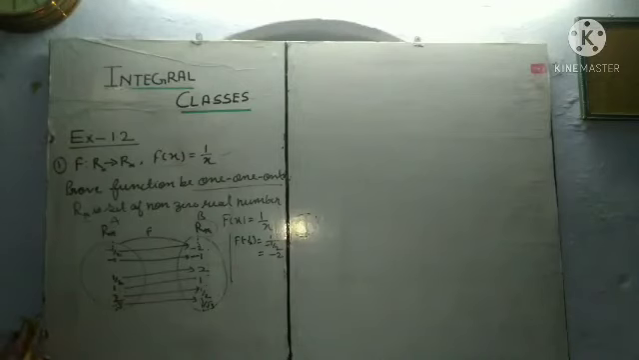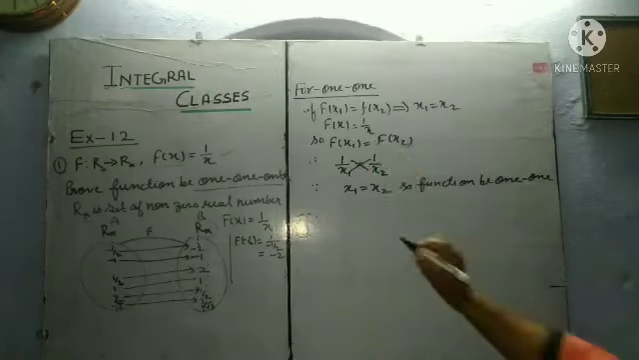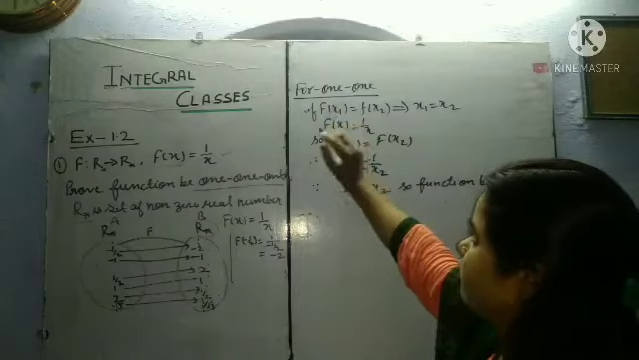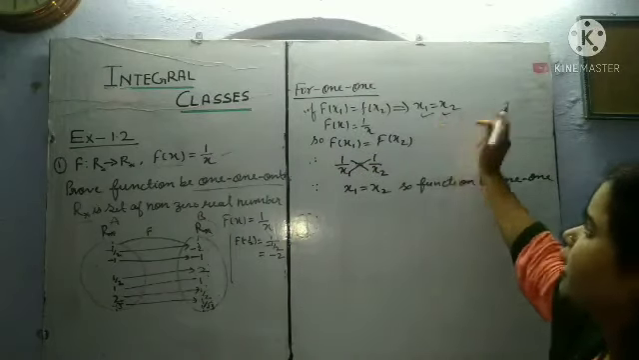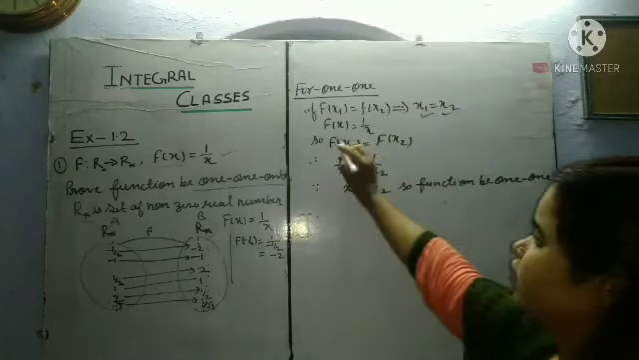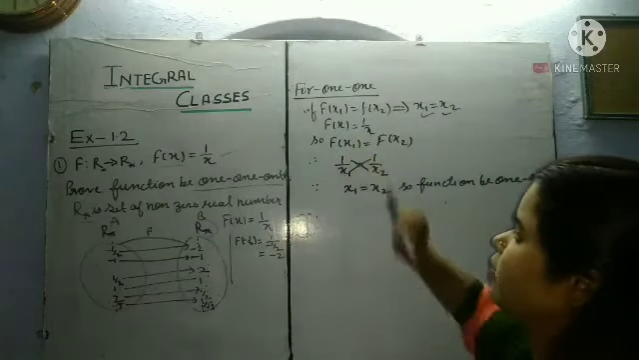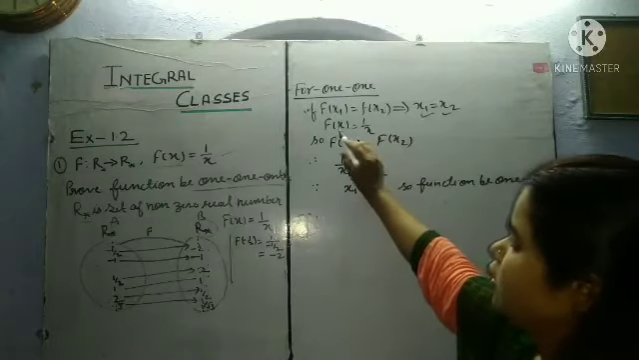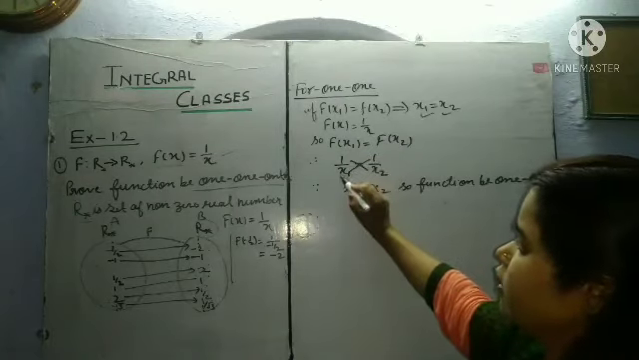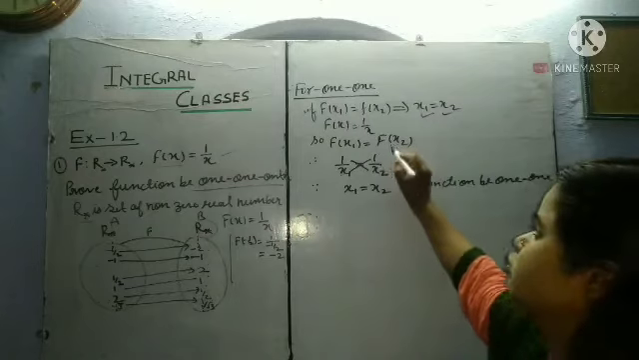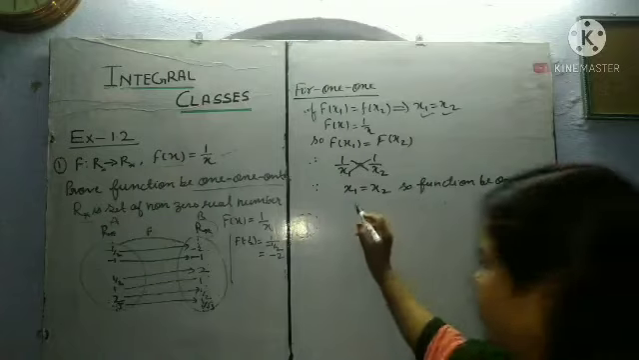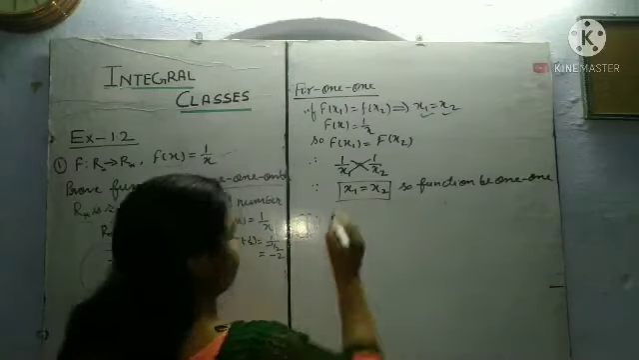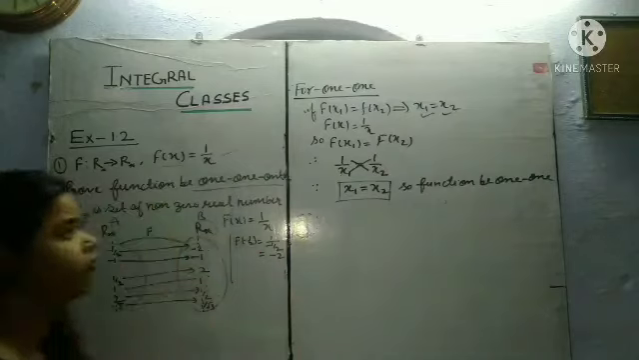Now I will explain by the algebraic method. For one-one, the condition is: if f(x1) equals f(x2), then it implies x1 equals x2. Now the function is f(x) = 1/x. Replacing x with x1 and x2, we get 1 upon x1 equals 1 upon x2. Now we do cross multiplication, and we get x1 equal to x2. So the function is one-one.